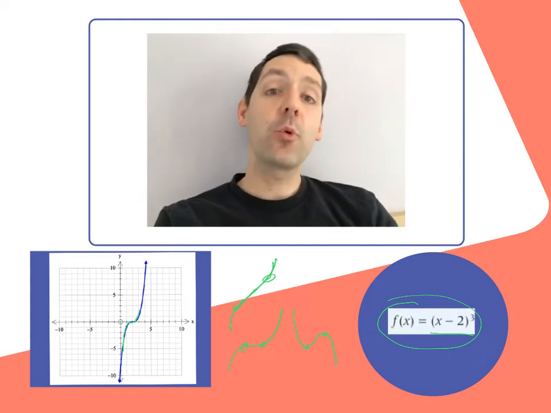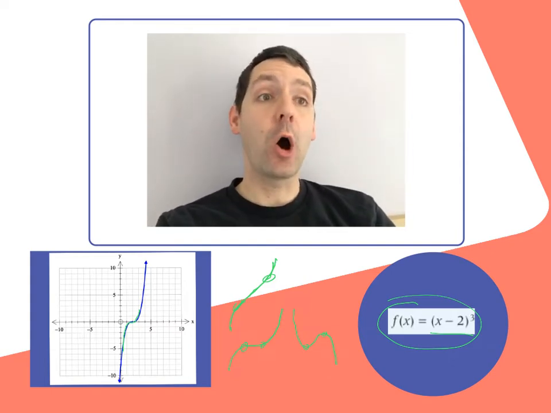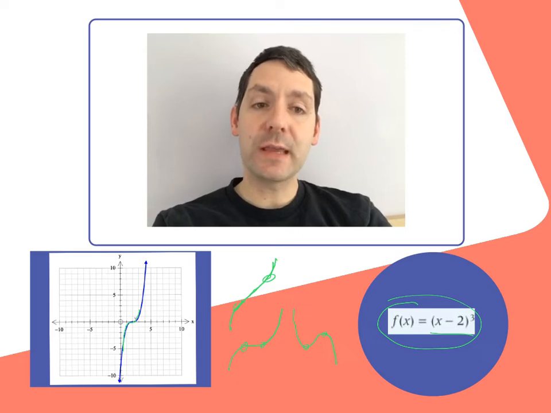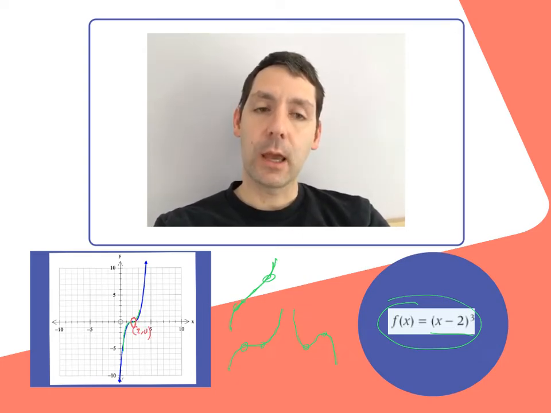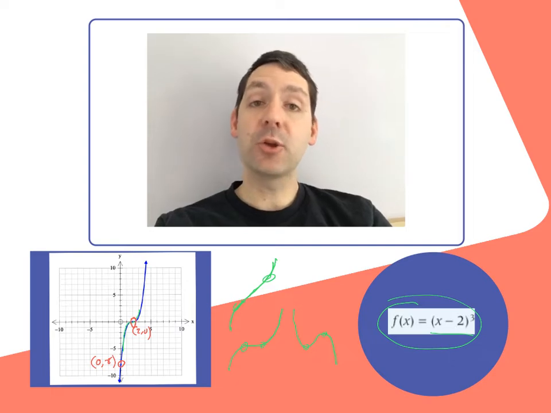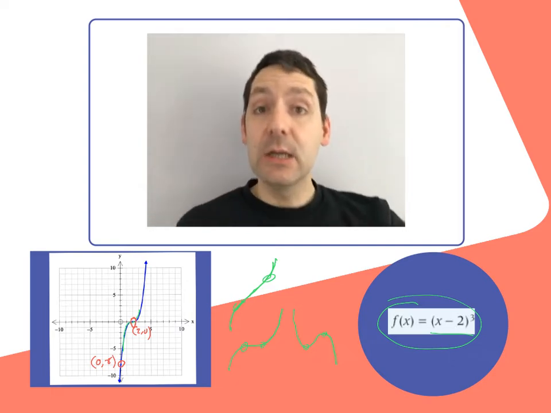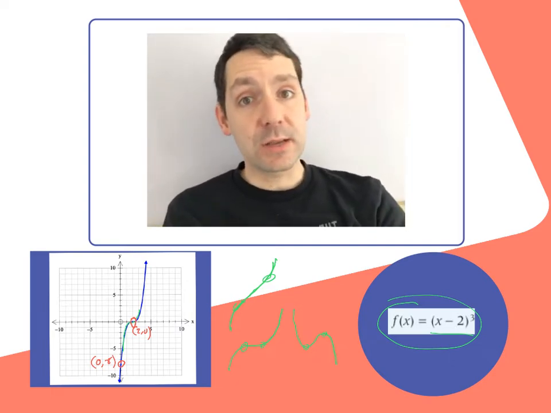Okay, now remember when we're sketching, there's some important things we should always include. We should always include the x-intercept, which we can see right here is 2, 0. Okay, we should always include the y-intercept, which is right here, which is 0, -8, right? You may be able to read that off your graph. If not, then remember the ways that we found x-intercepts and y-intercepts before.